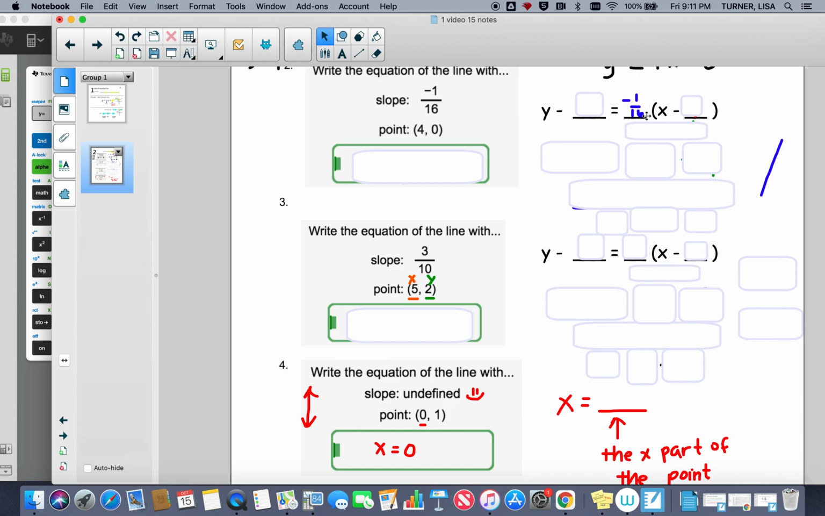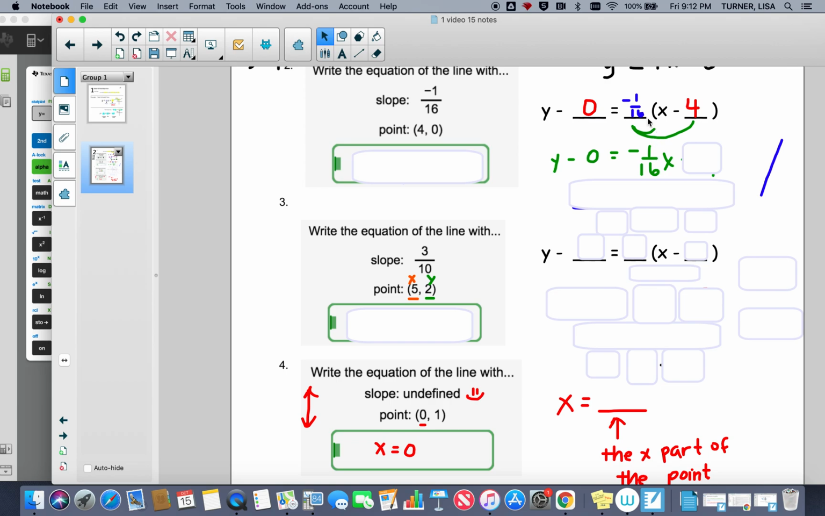This is where we need to be careful. This looks like they gave us the start of the line, but it's not the start. The start is always at the 0 something. So this is the point 4, 0. So the x part of the point is the 4, and the y part of the point is 0. We need to put those in the correct places. And now we're going to distribute. I just drew my distributing lines underneath. So I'm going to recopy my equation. Y minus 0 equals, and negative 1/16 times x is just negative 1/16 x.